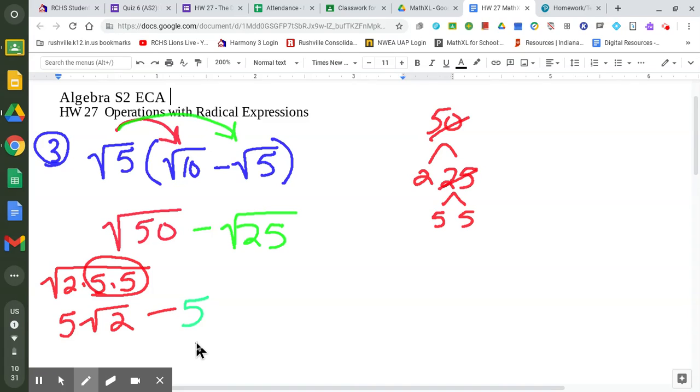So now we just add like terms, which we actually don't have any. So our answer is just 5 square root of 2 minus 5.